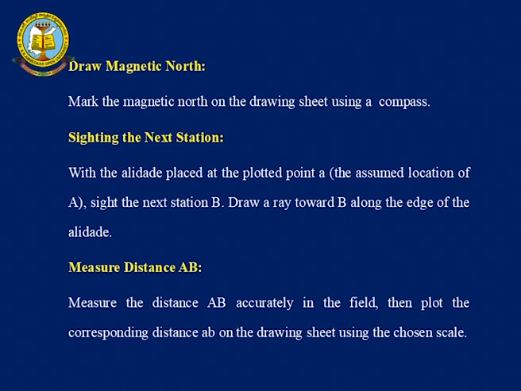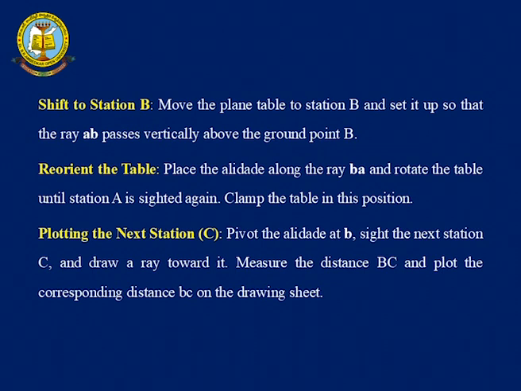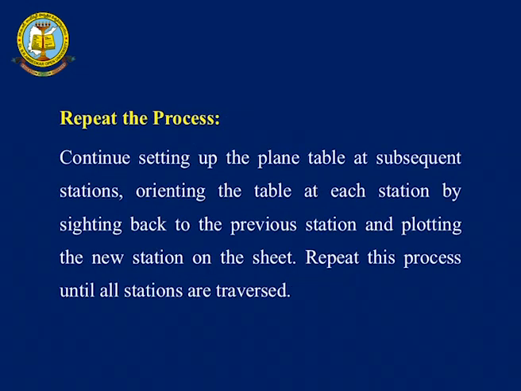In this way, first you take the reading from A, then you move the plane table to station B, station C and station D, and at every station you orient the table and the plotting is done. Then repeat the process until all stations are completed. Then you map the distances on the paper and calculate the area. In this way, you can say this is a closed traverse.